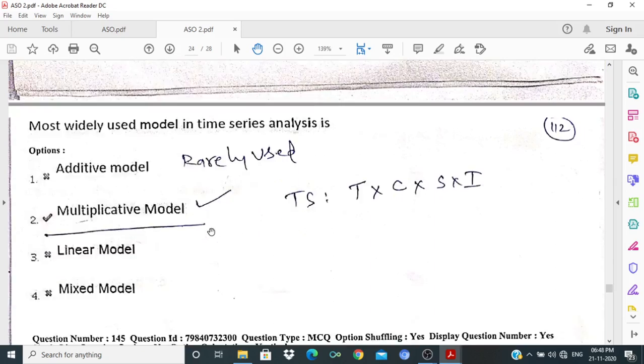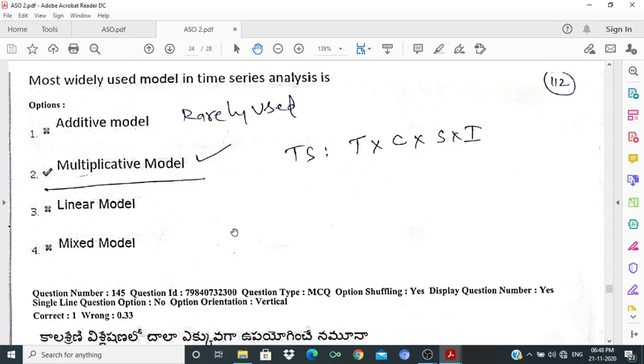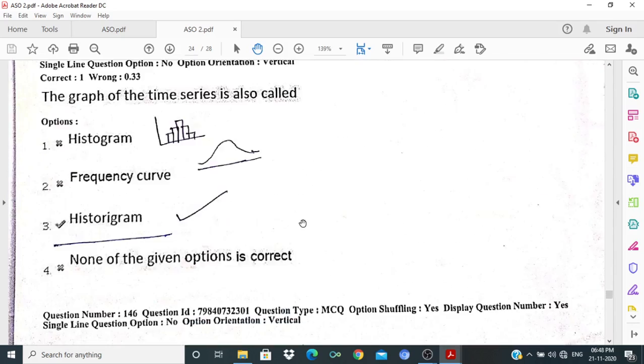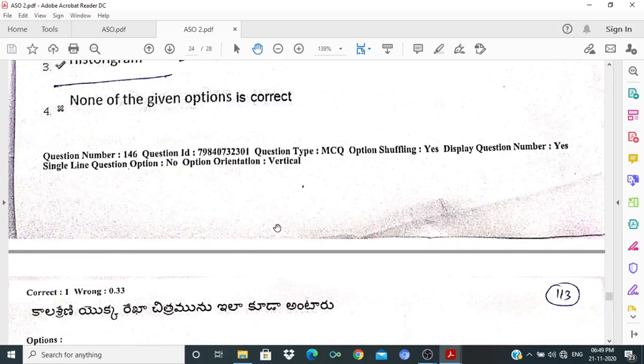The most widely used model in time series is the multiplicative model. Additive is rarely used. Graph of the time series is also called, I am hearing this for the first time here, histogram is the answer. This is histogram. This is frequency curve. Histogram is used to express the time series.